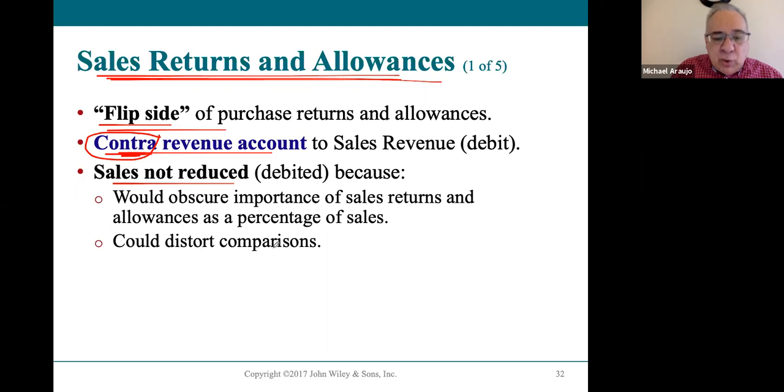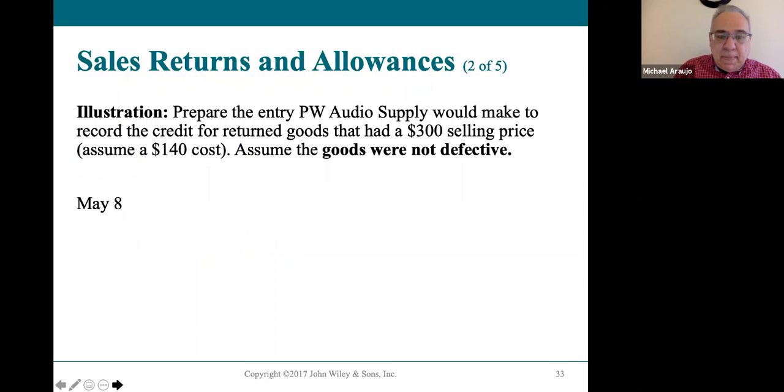And it won't distort what the actual sales were. The fact that the business sold certain things was very important. That's important to know. The fact they got it back, or some of it back, is also important to know separately. So here's the illustration. Remember, Salk Stereo ended up sending back one of those $300 circuits to PW Audio.